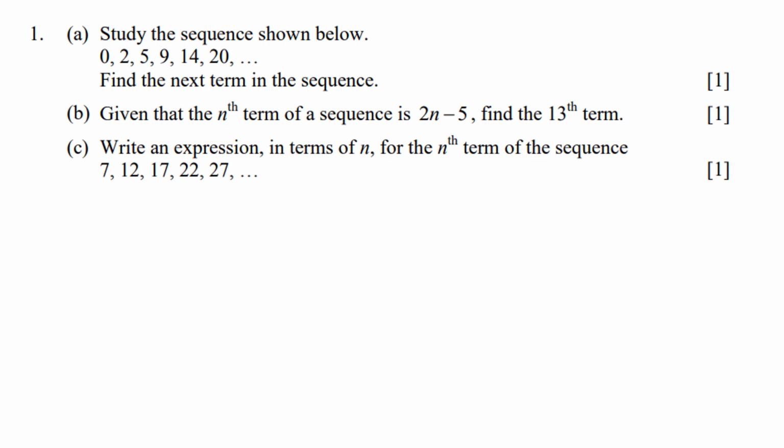Let's look at question 1. Question 1 has 3 parts, part A, B and C, and they are all not related to one another. Let's look at part A first. In part A, we're given the sequence 0, 2, 5, 9, 14, 20, and we're asked to find the next term in the sequence.